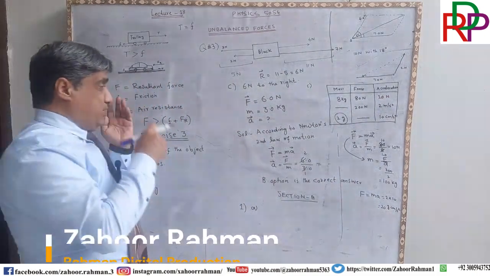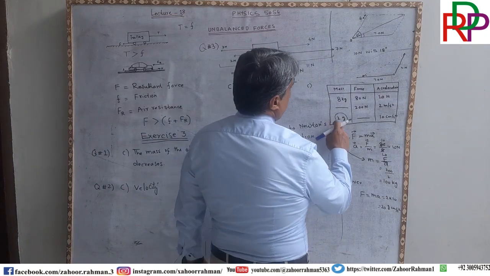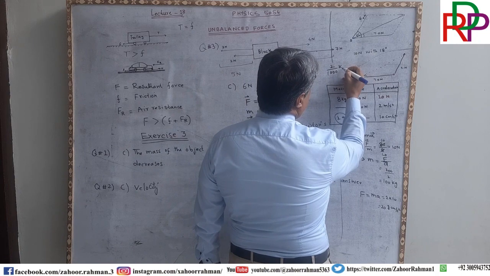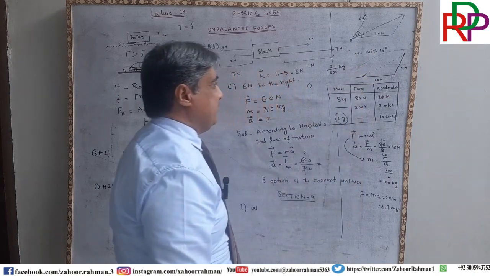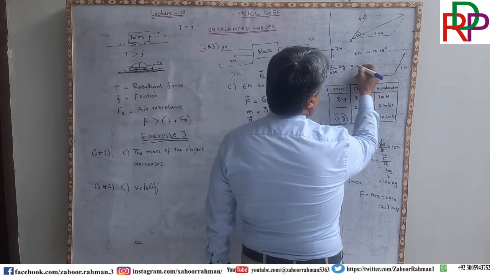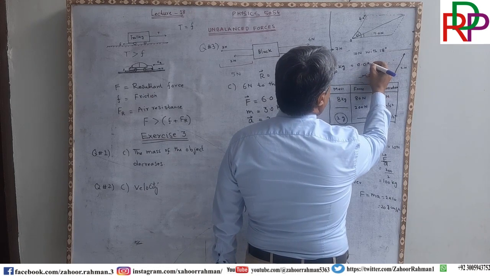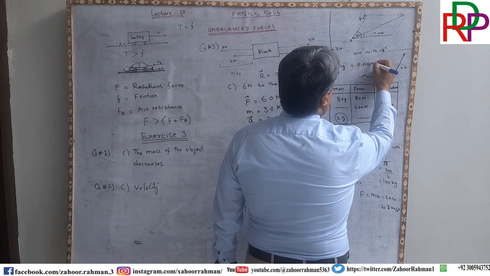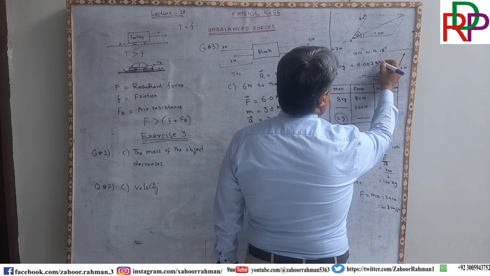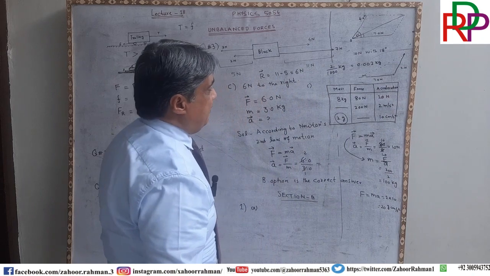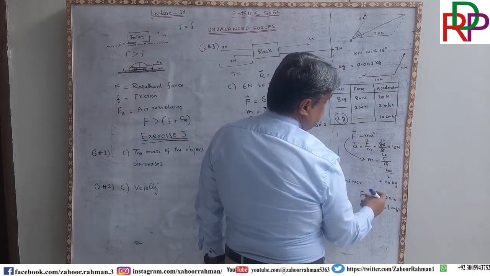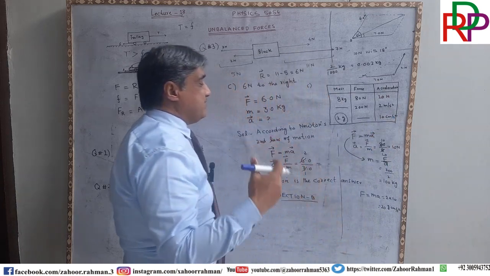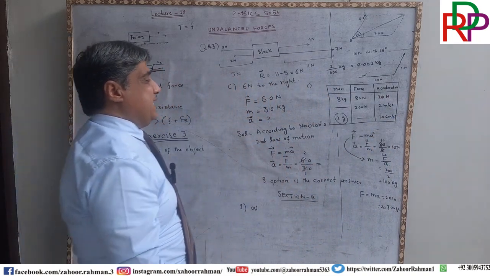But if you want to convert this, you have to divide 2 by 1000 to introduce kilogram. So it will be equal to 0.002 kilogram. Similarly, if we want to convert this centimeter, they have given us centimeter per second square, and we want to convert it.